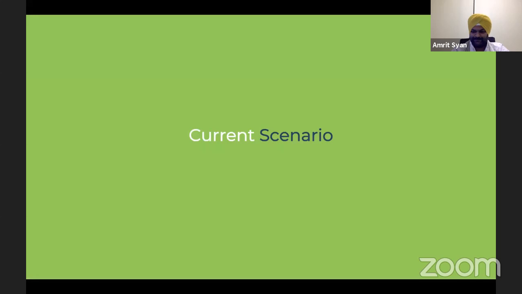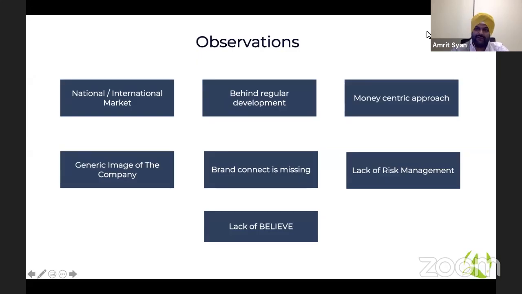Current scenario. This is a very beautiful topic, and to make you understand, I'll give you a few examples. What is the current scenario of startups today? Here is the current scenario of startups today. What startups think is, there are two types of markets, national and international.